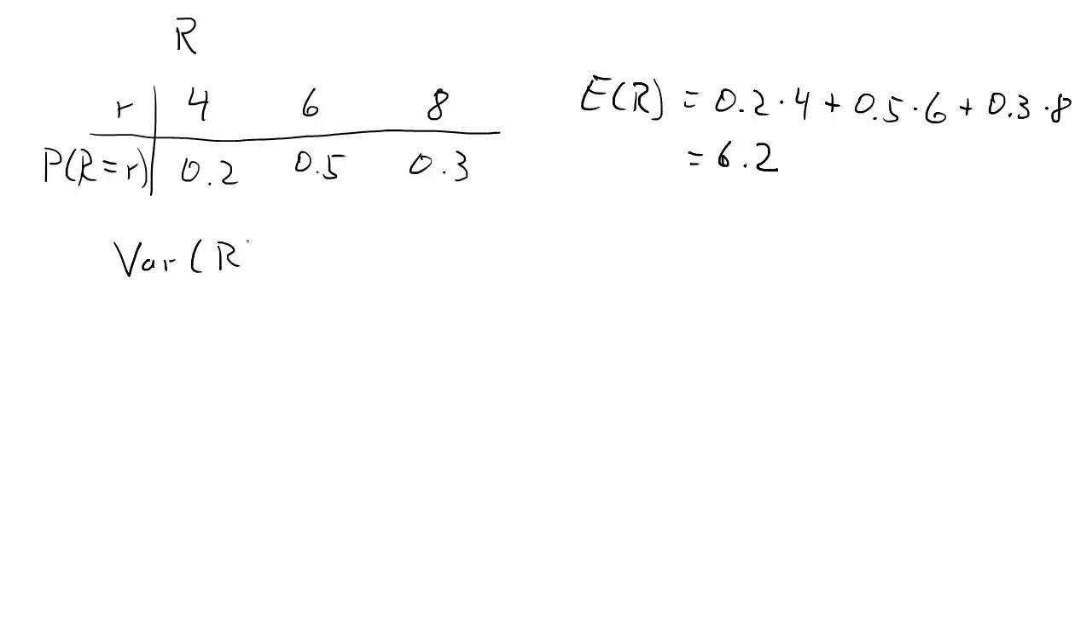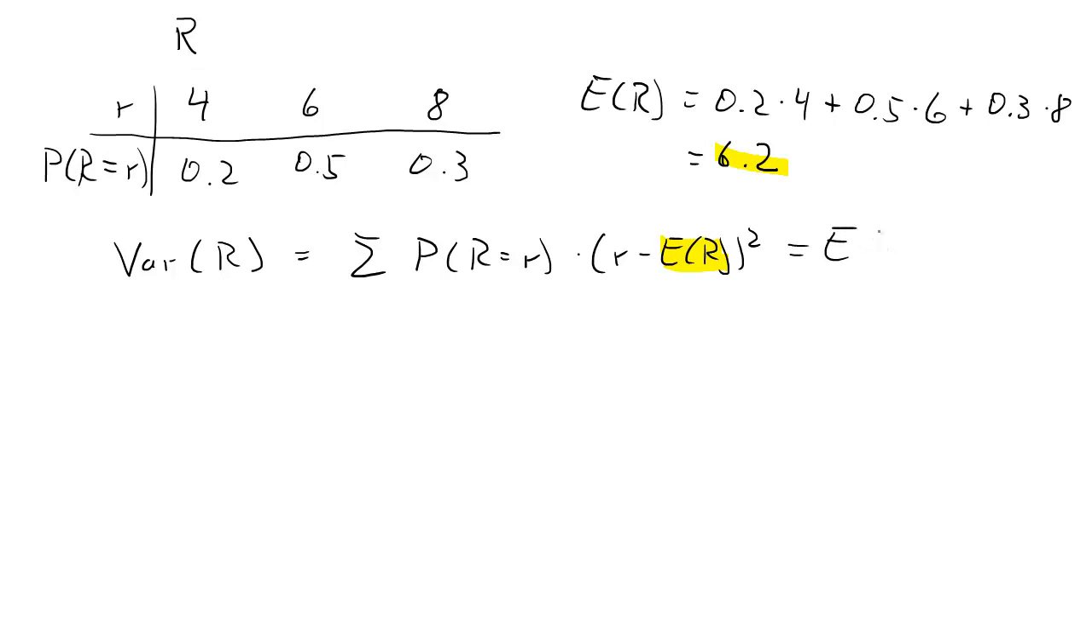What about the variance? So we could apply the same formula for the variance as before. The sum of all probabilities times r minus the expected value of r, squared. Now the expected value isn't a nice round number, it's 6.2.